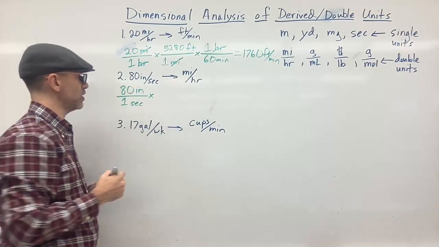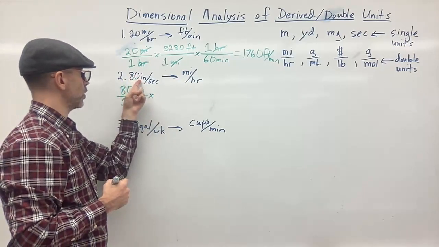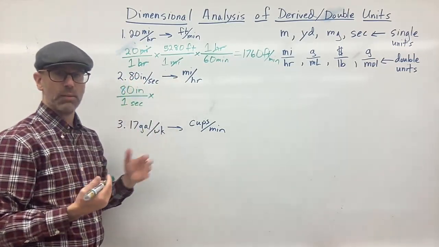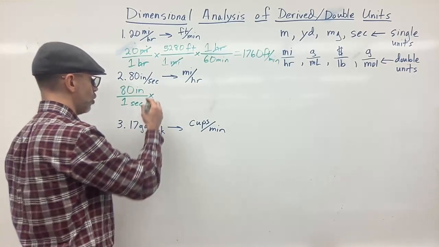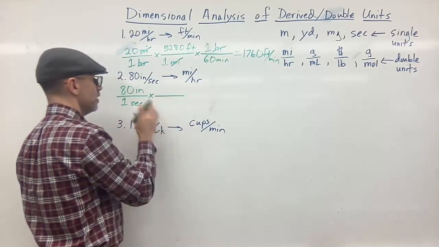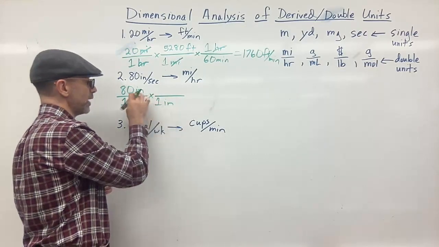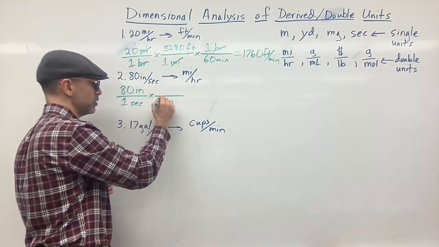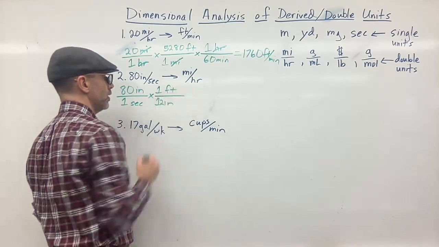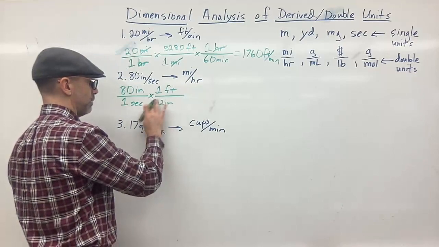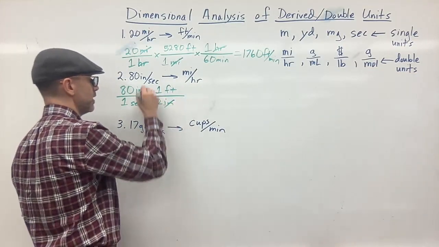I'm going to start with inches. Again, I need to convert inches to something. I don't know how many inches are in a mile, but I do know how many inches are in a foot. So 12 inches in a foot. 12 inches go on the bottom, so I can cancel out inches, and 1 foot on the top. Let me make that better. So this should be 12 inches. All right, so inches cancels out.